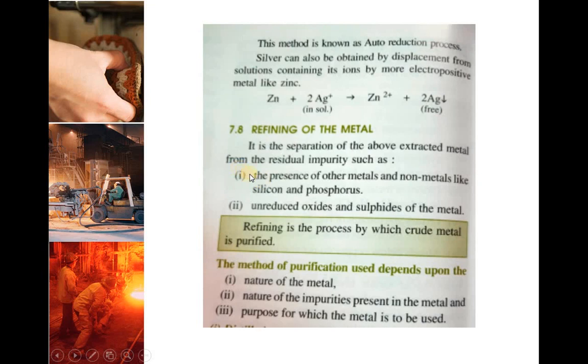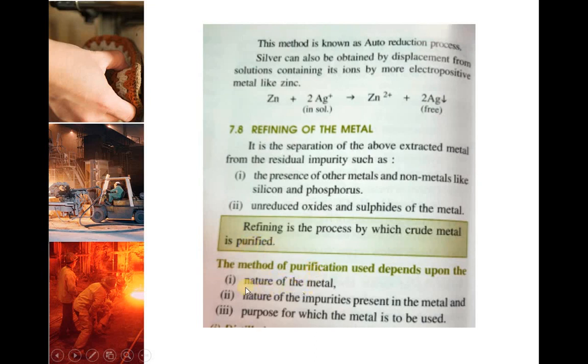Next is refining of metal. It is the separation of the above extracted metal from the residual impurity. So whatever we have got in the previous section, those are crude. So now you have to do the refining. Now you may have some residual impurities, which may be due to the presence of other metals and non-metals like silicon and phosphorus, unreduced oxides and sulfides of the metal. So refining is the process by which crude metal is purified.